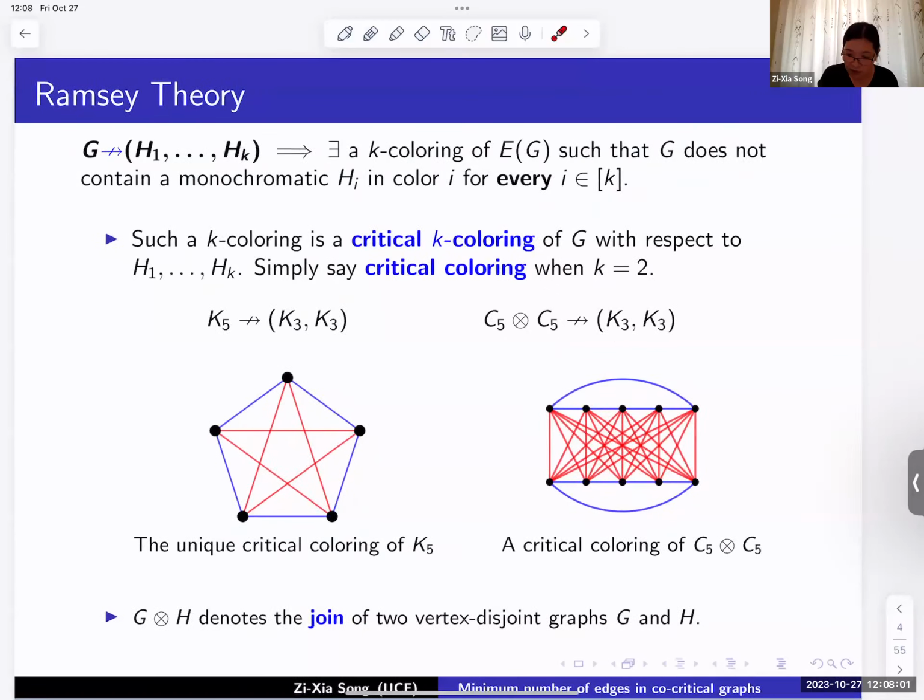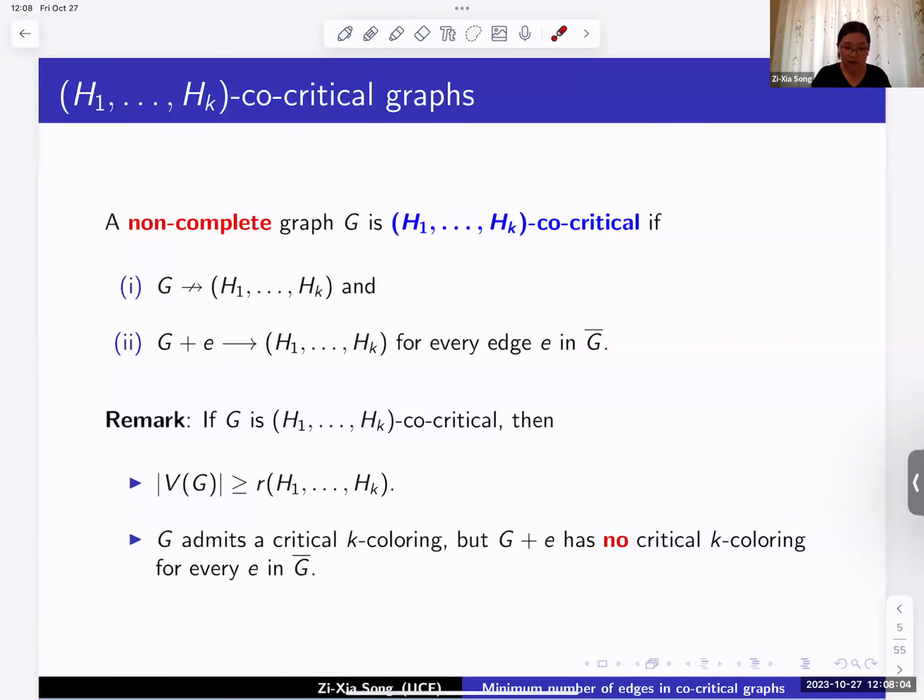So now the question we want to study here is the following. I give you a non-complete graph. We need this non-complete here because I don't want to deal with the small complete graphs, the complete graphs whose order has few vertices. I don't want to have these trivial cases there. So H1 through HK is given. We say G is H1 through HK co-critical if G does not arrow H1 through HK. However, if you add any edge in the complement of G to your graph G, now the arrow notation holds.